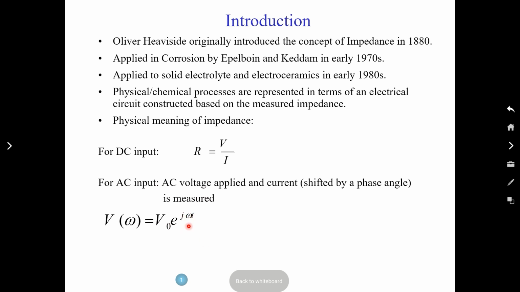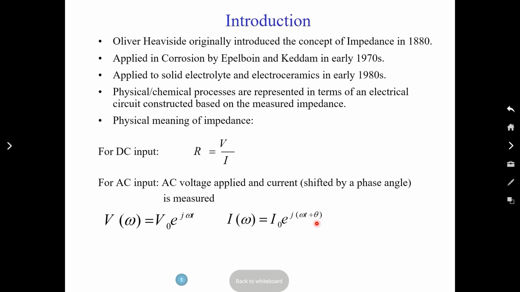Which is given by e to the j omega t, where omega is the frequency and t is the time, and j is the imaginary quantity, the square root of -1. So this is what you're applying, a sinusoidal voltage, where the amplitude of the voltage is varying with frequency.